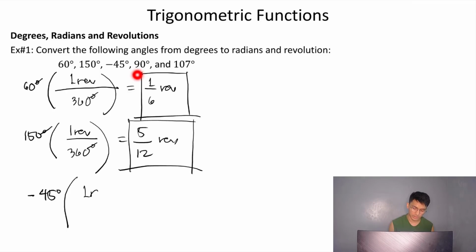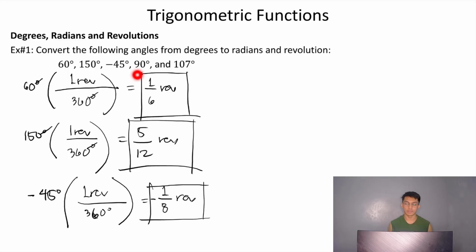Conversion factor, we have 1 revolution over 360 degrees, which is equal to 45 over 360. By simplifying, we get 1 over 8. And of course, the negative sign. Kasi, pag nagkakaroon tayo mga negative angle, again, from the previous topic, pag clockwise yung pag-ikot ng kanyang terminal side. So we have negative 1 over 8 revolutions.